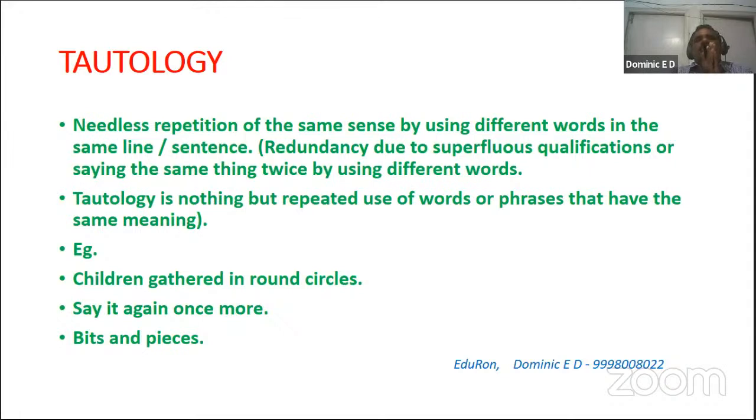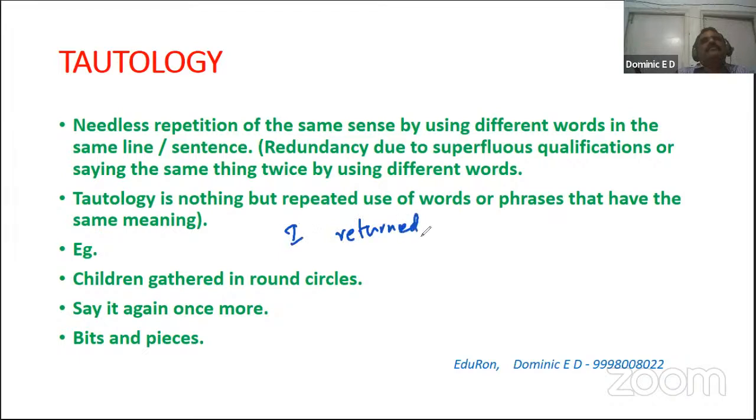Look at the example. Children gathered in round circles. I suppose we have not seen a circle which is not round. So if all circles are round, there is redundancy, meaning unnecessary usage. A circle is round, so we don't have to use both, they mean the same. So children gathered in round circles, circle and round both mean the same thing. This type of use is tautology.